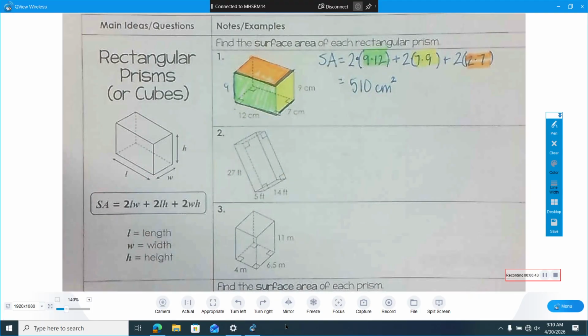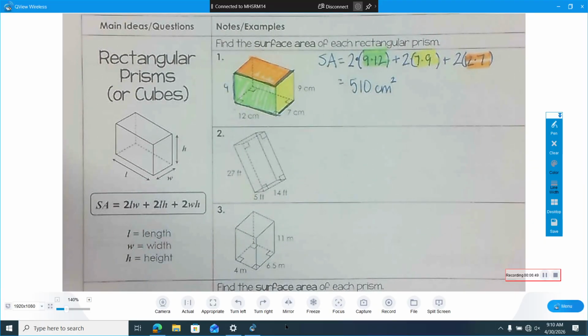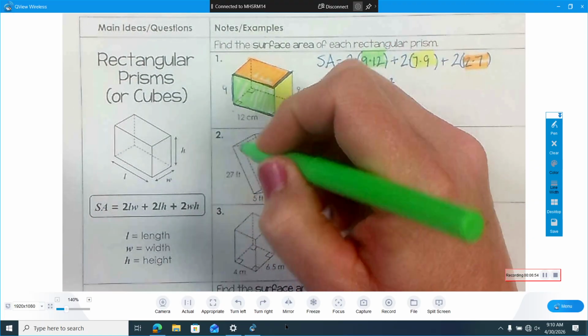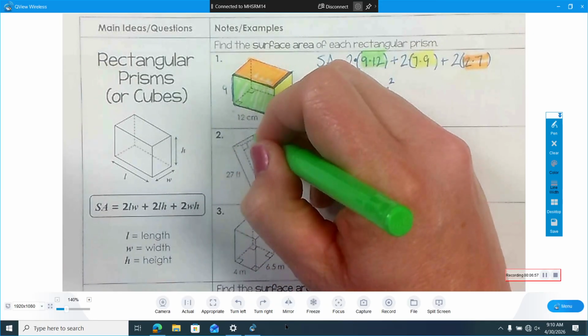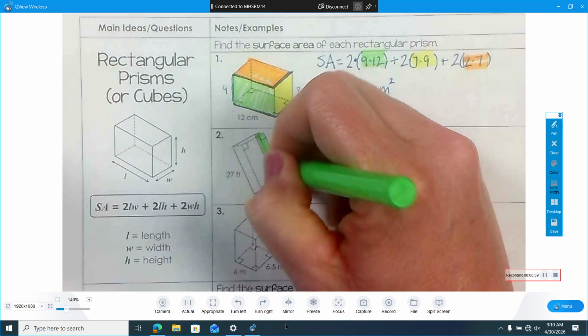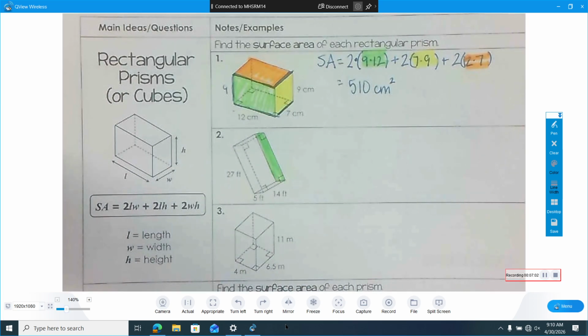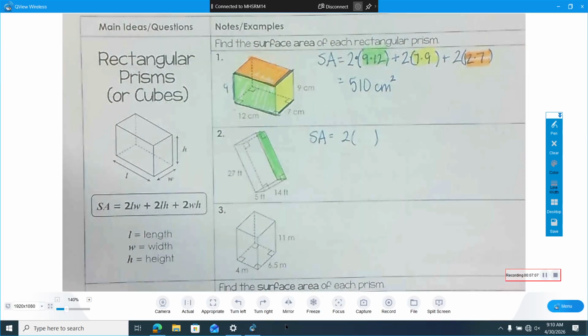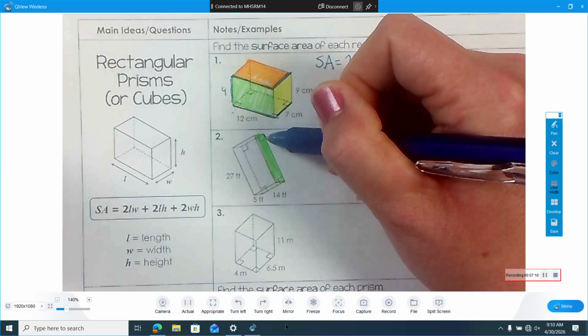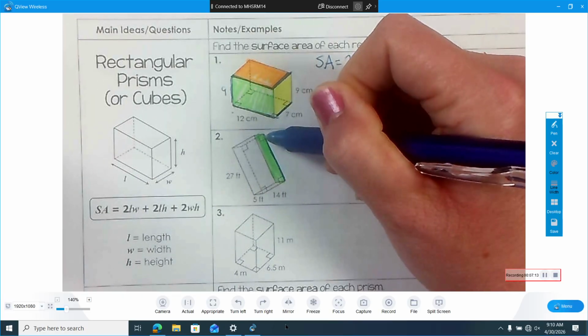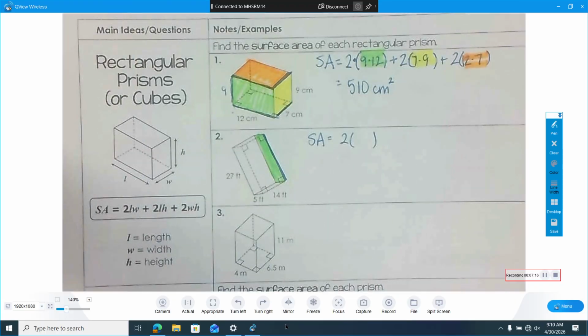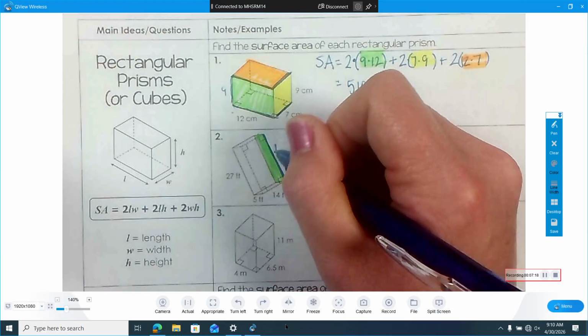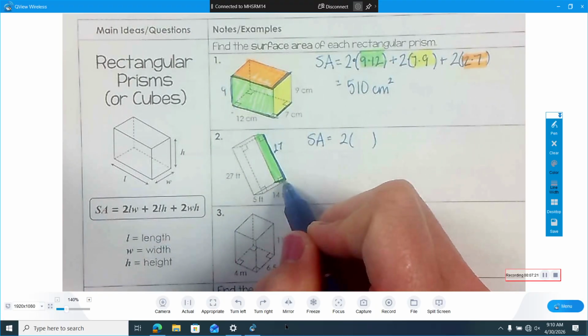Here, number 2, we have another lovely little rectangular prism. And let's see, I think I see this sort of top right rectangle. How many of these green ones are there? 2 of them, so I have 2. And what are the edges of that green rectangle? So there's one long edge. What's the long edge? 27, yes. And then what's the height of that green edge?